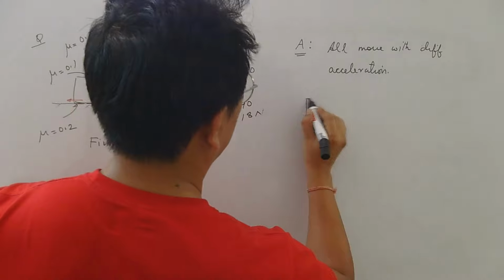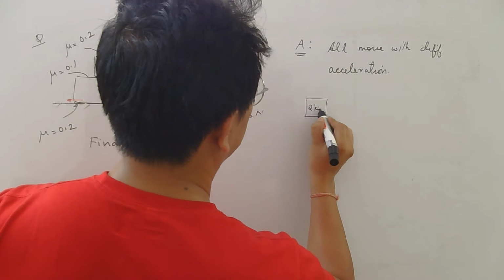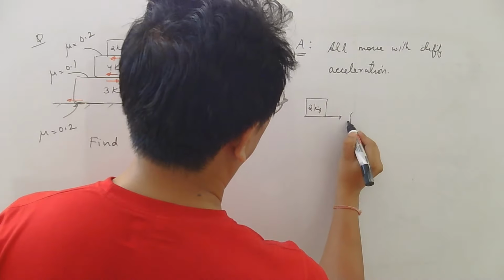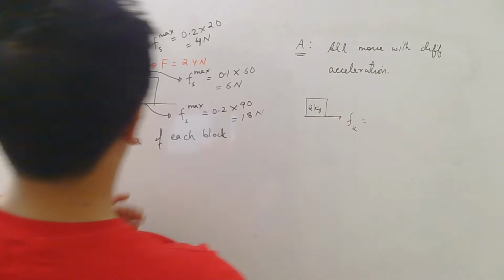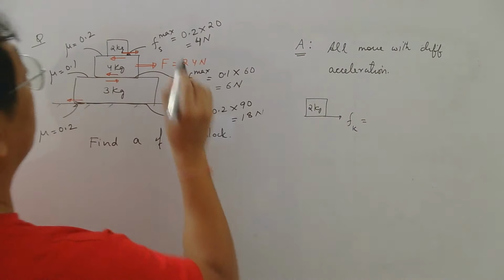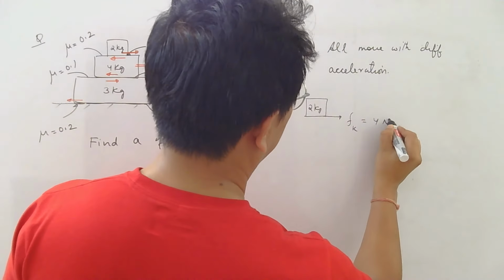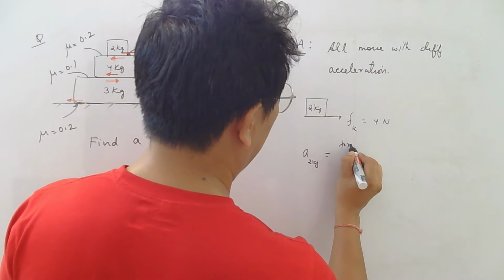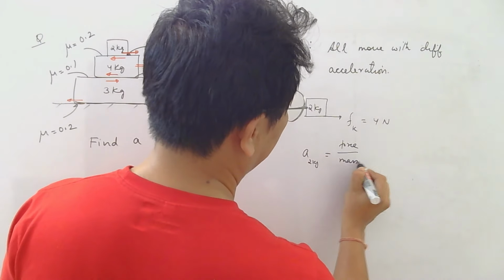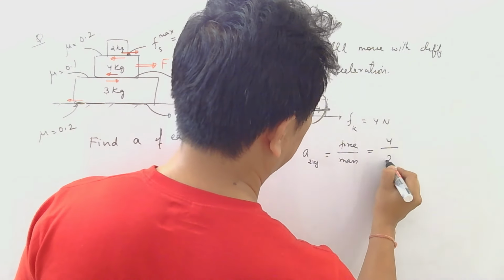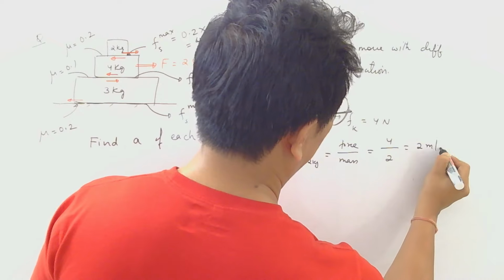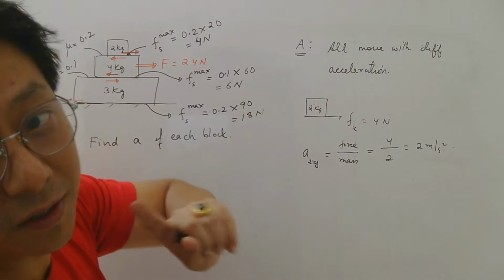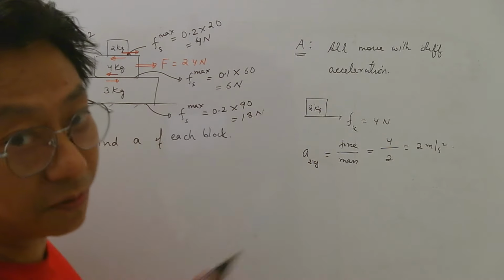So for 2 kg, what are the forces? Here on 2 kg there is this friction. It is kinetic. That is equals to how much? 4 Newton. So acceleration of 2 kg will be what? Force by mass. Force is 4 Newton, mass is 2 kg. So 2 meter per second square. And friction here is 4 Newton kinetic. So one answer already found.